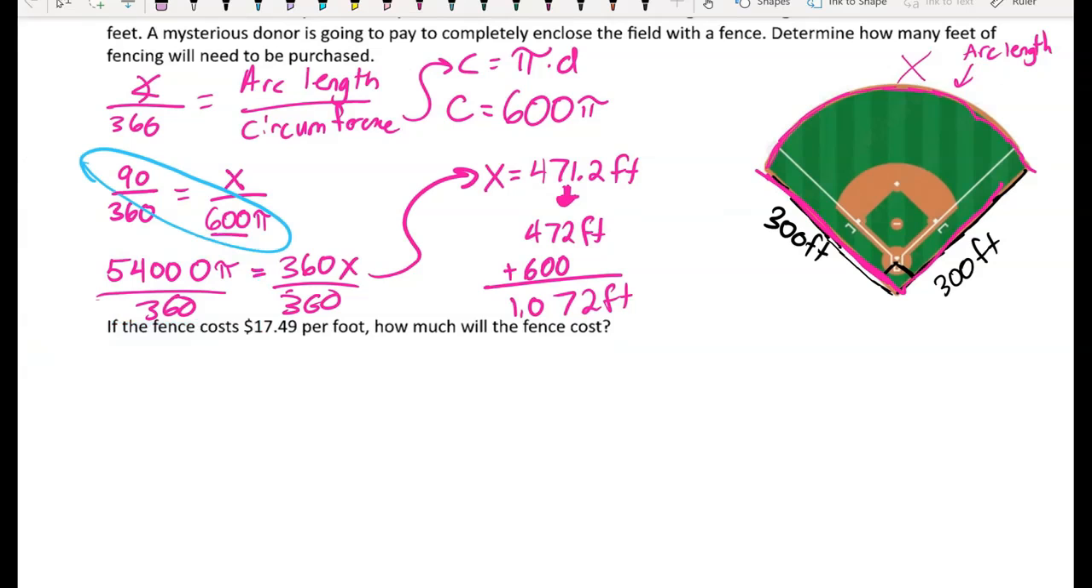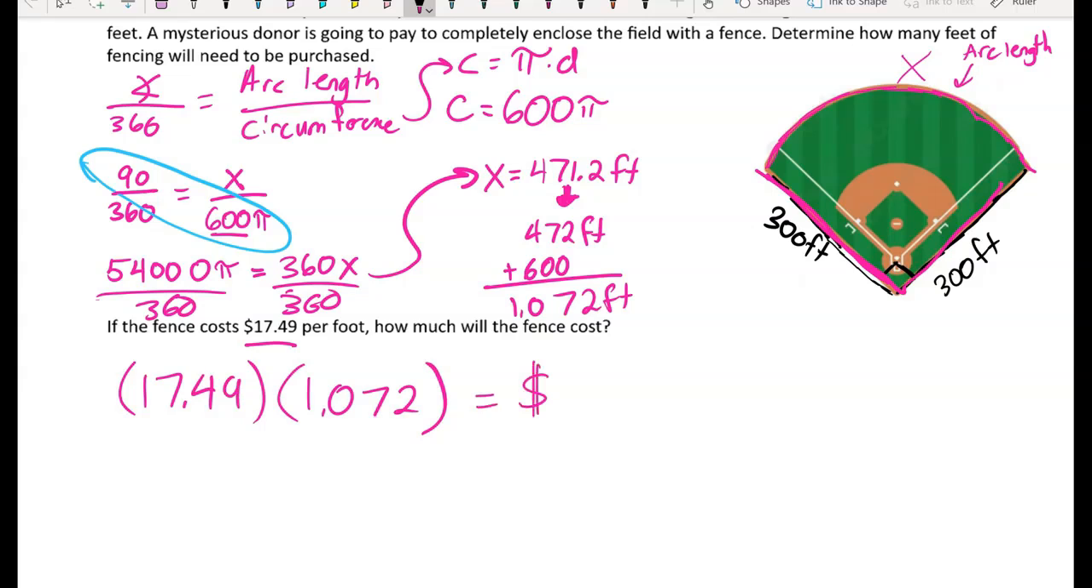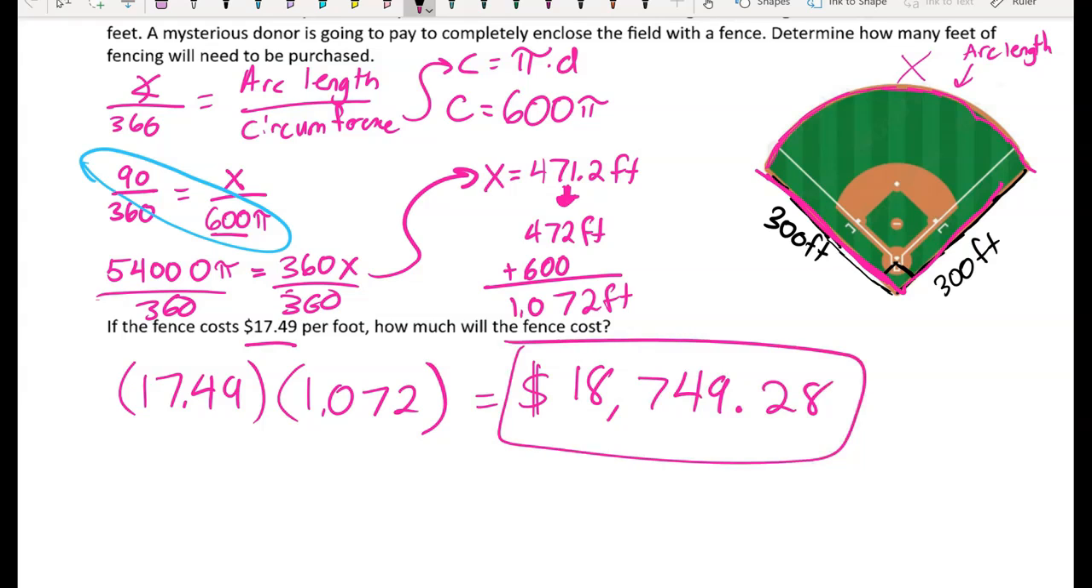Now, let's say the fence costs $17.49 per foot. How much will the fence cost when I buy it for the entire baseball field? Well, that's the cost per foot. I can just take the cost per foot and multiply it by the number of feet that I'm going to need. Again, when I type that into my calculator, I find that the total price is $18,749.28. And remember, for money, we should always be rounding to 2 decimal places if we need to round it off.